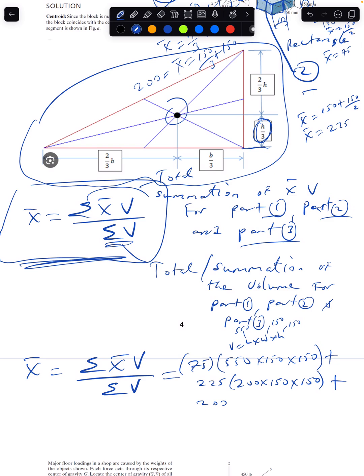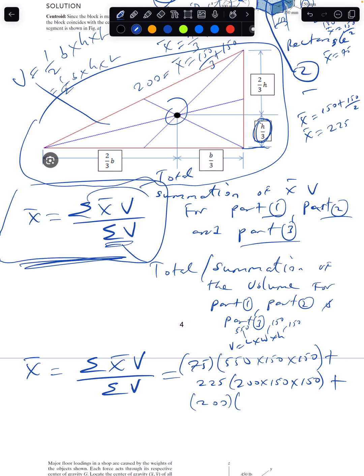And what is the volume? The volume for a triangle is equal to what? Volume for a triangle is equal to 1/2 base times height times length. That is the volume for a triangle.